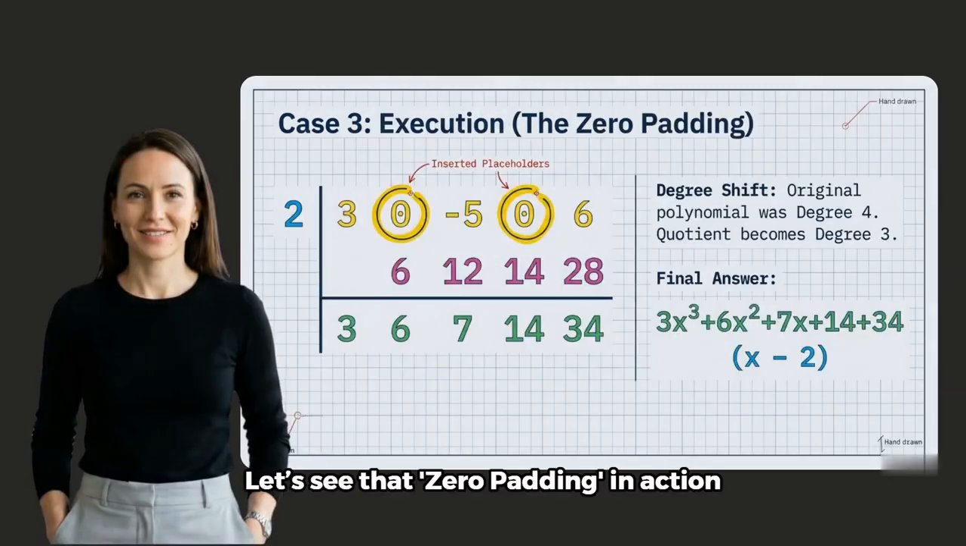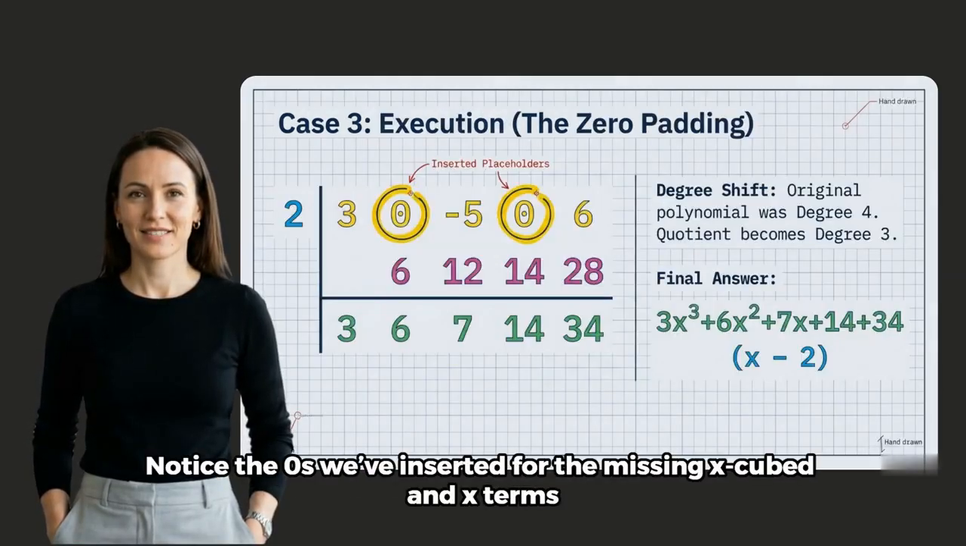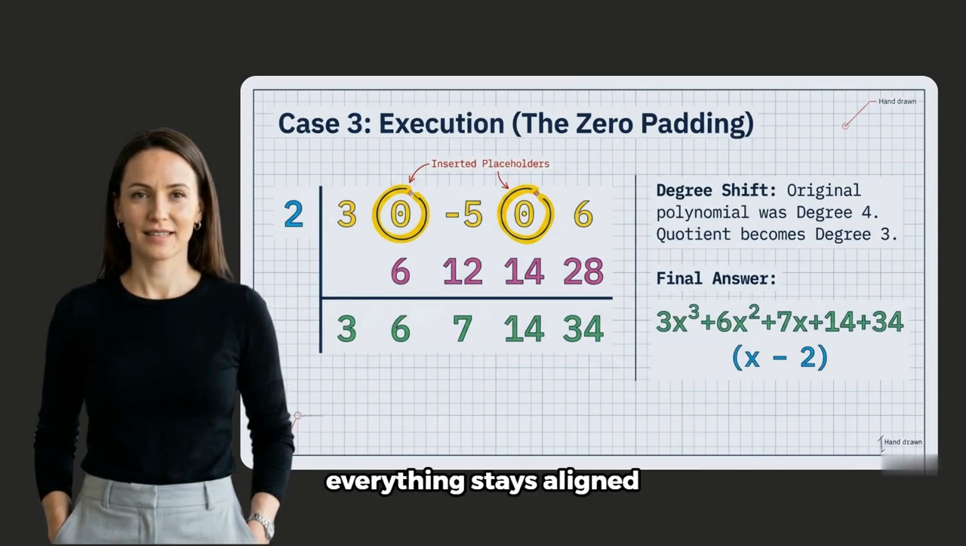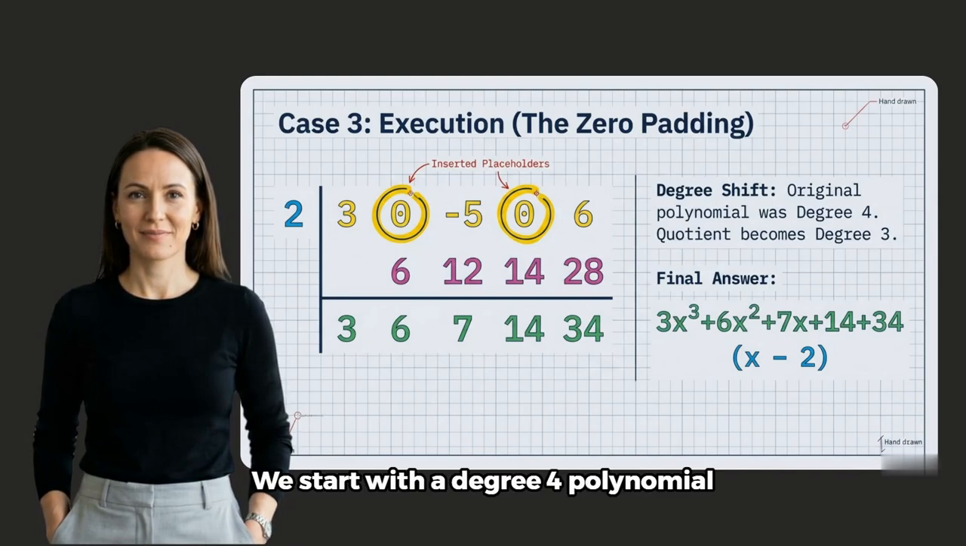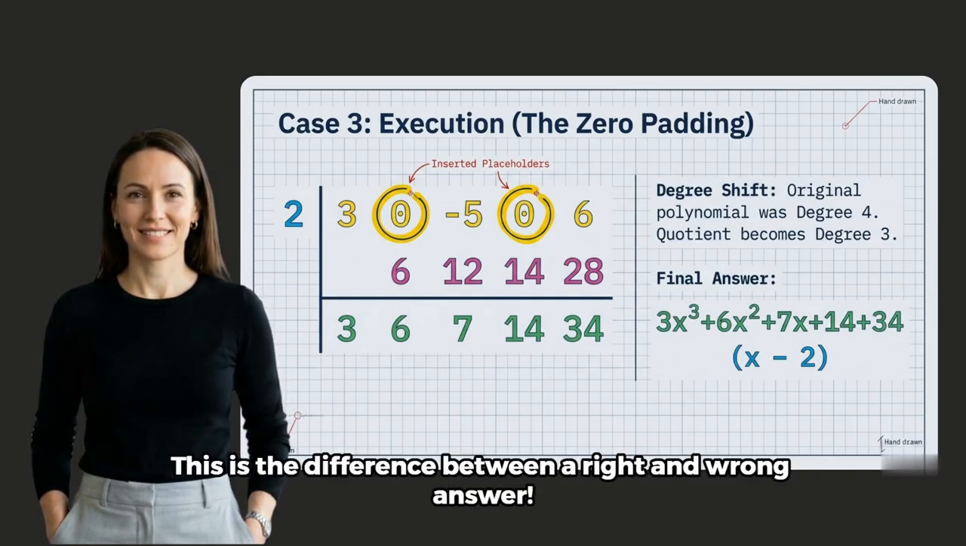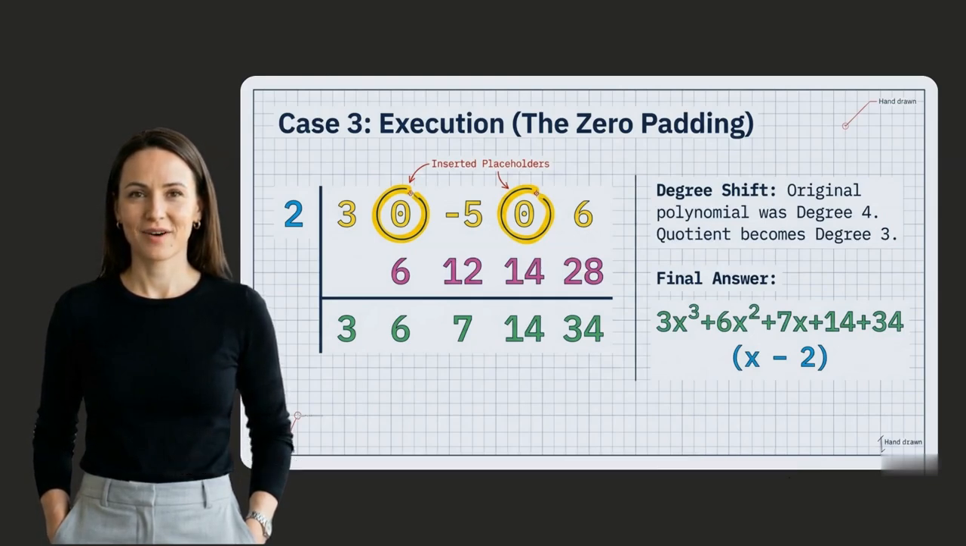Let's see that 0 padding in action. Notice the zeros we've inserted for the missing x cubed and x terms. When we run the math with those placeholders, everything stays aligned. We start with a degree 4 polynomial, shift it down to degree 3, and end up with a clear, accurate quotient and our remainder of 34. This is the difference between a right and wrong answer.